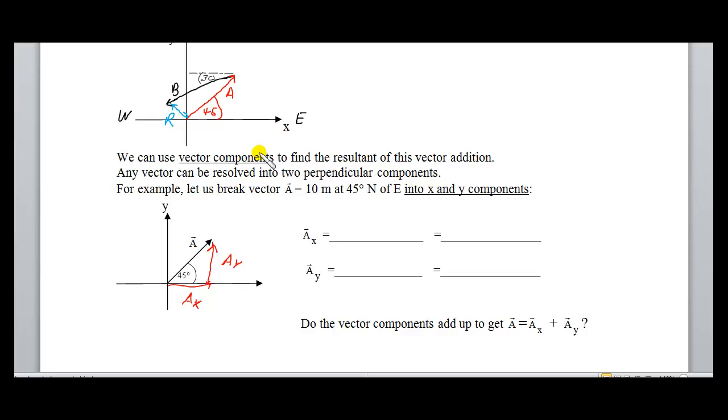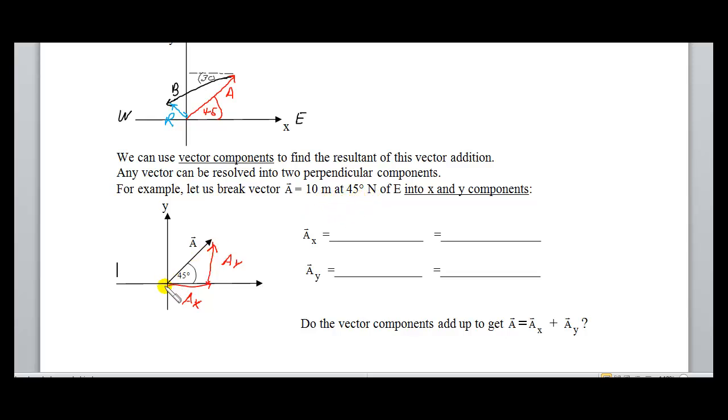So we want to find the vector sum of vector A plus vector B. And we can use vector components to find the resultant of this vector addition. Any vector can be resolved or broken up into two perpendicular components. For example, let us break vector A into its x and y components. Remember, vector A is 10 meters at an angle of 45 degrees north.